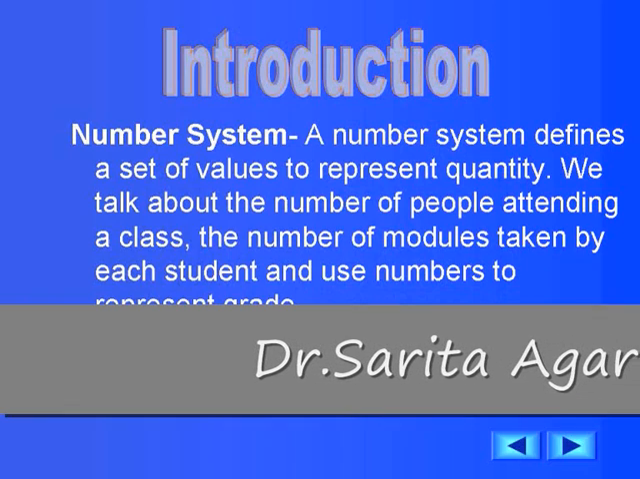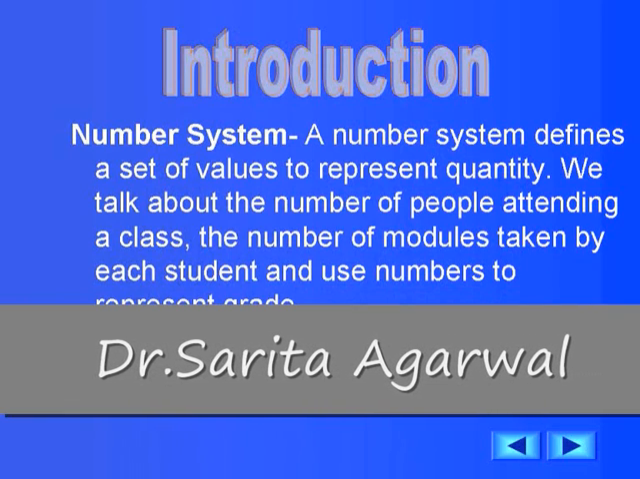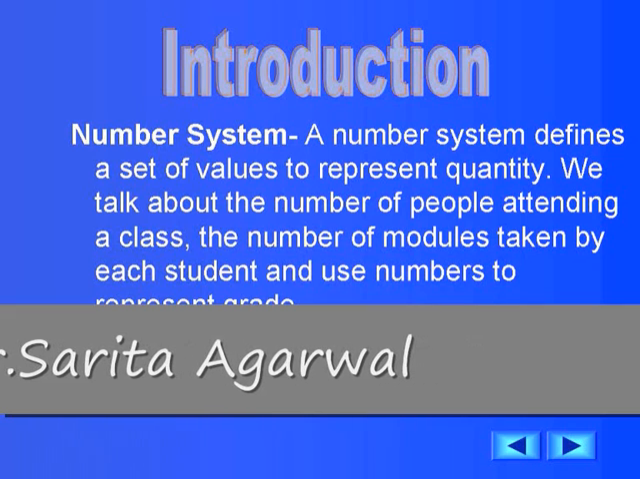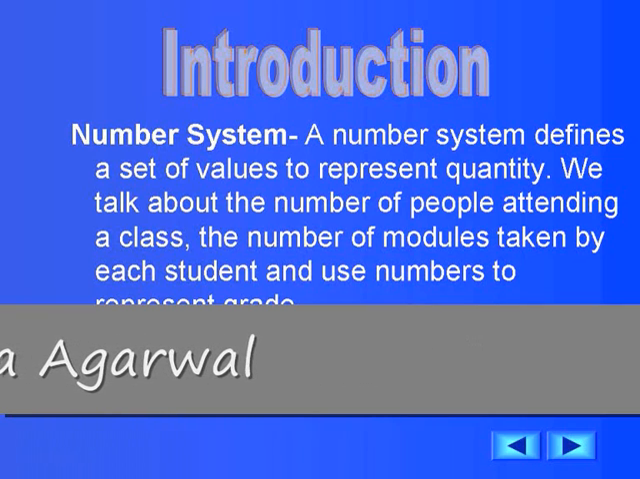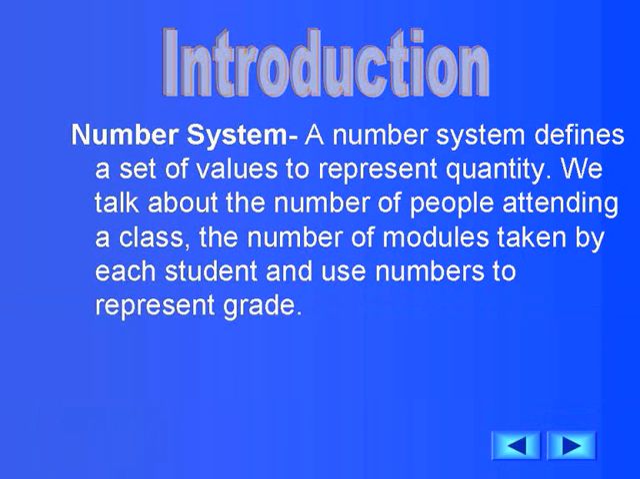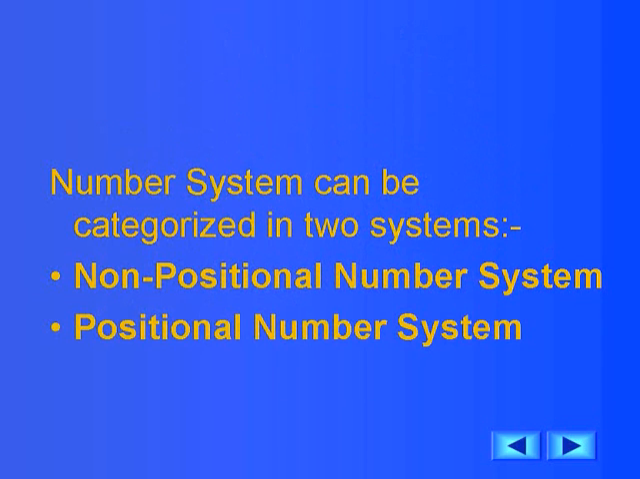A number system defines a set of values to represent quantity. We talk about the number of people attending a class, the number of modules taken by each student, and use numbers to represent grade. Number systems can be categorized into two systems: non-positional number system and positional number system.